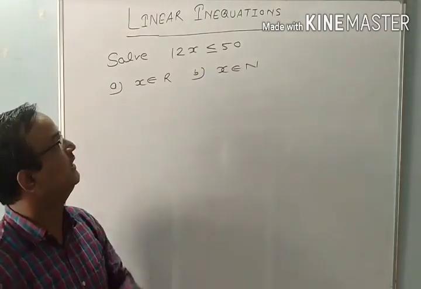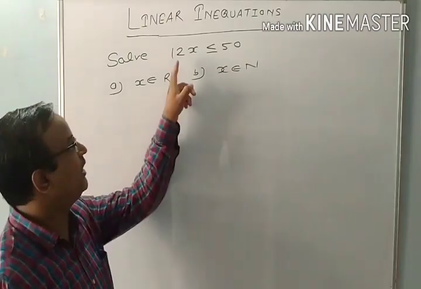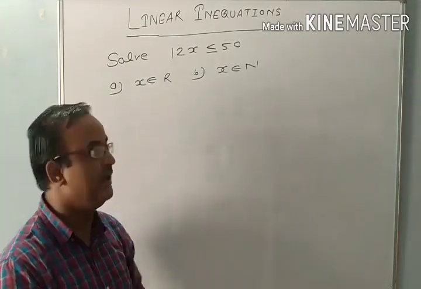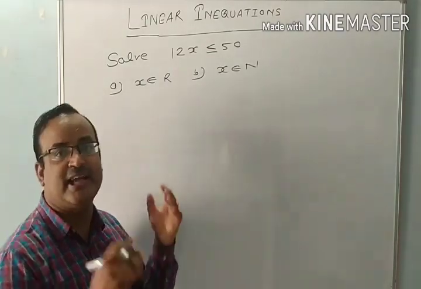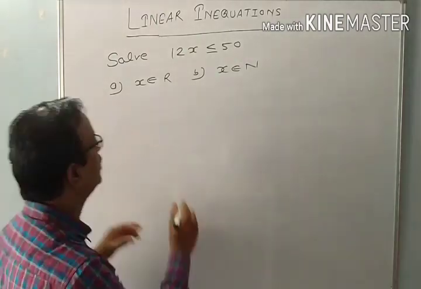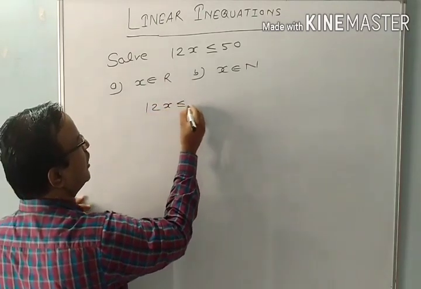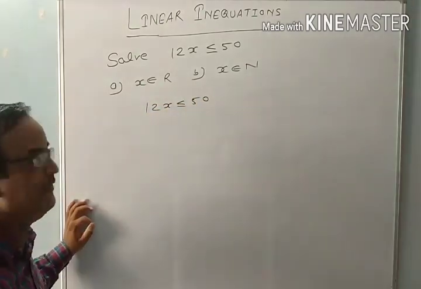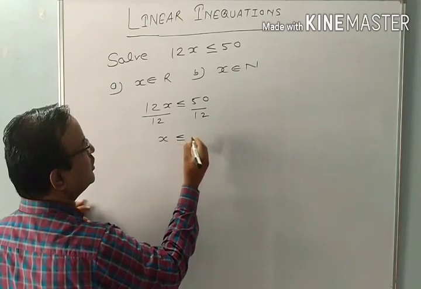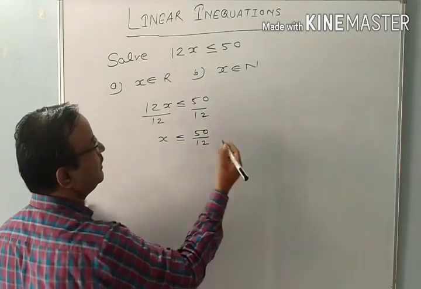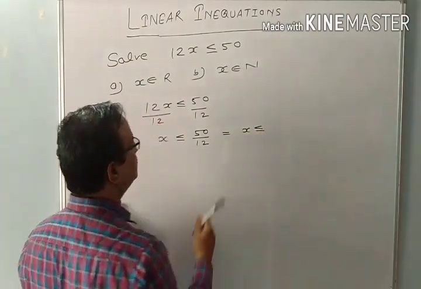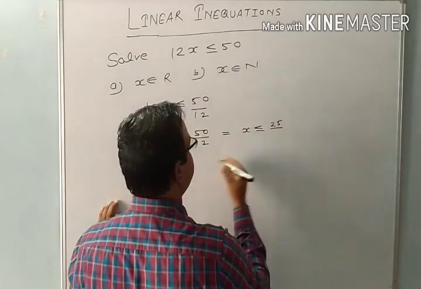Now we have to solve this given linear inequality: 12x is less than or equal to 50, and we have to solve it for x. In the first part of the question x belongs to real numbers, and in the second part x belongs to the set of natural numbers. So 12x is less than or equal to 50. First of all, we will divide by 12 on both sides. So we get x is less than or equal to 50 by 12, and we can write it as x is less than or equal to 25 by 6.